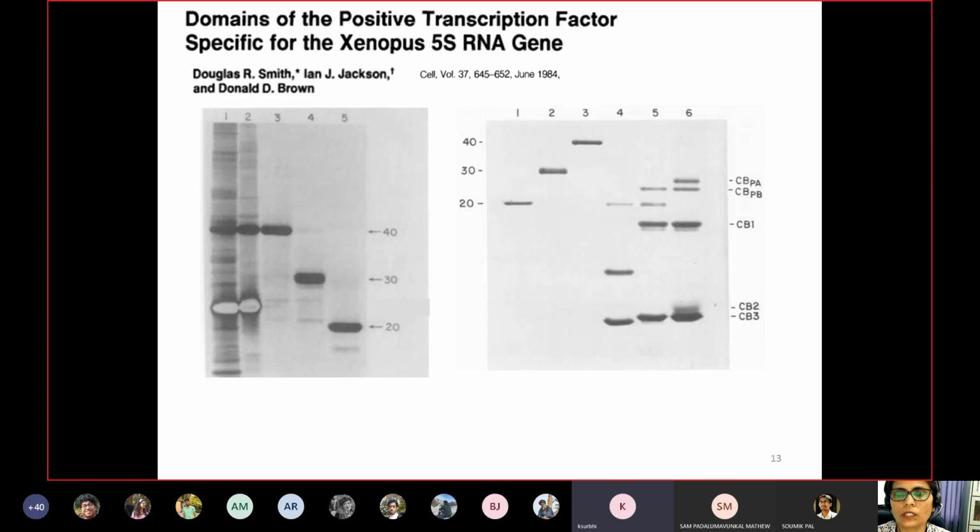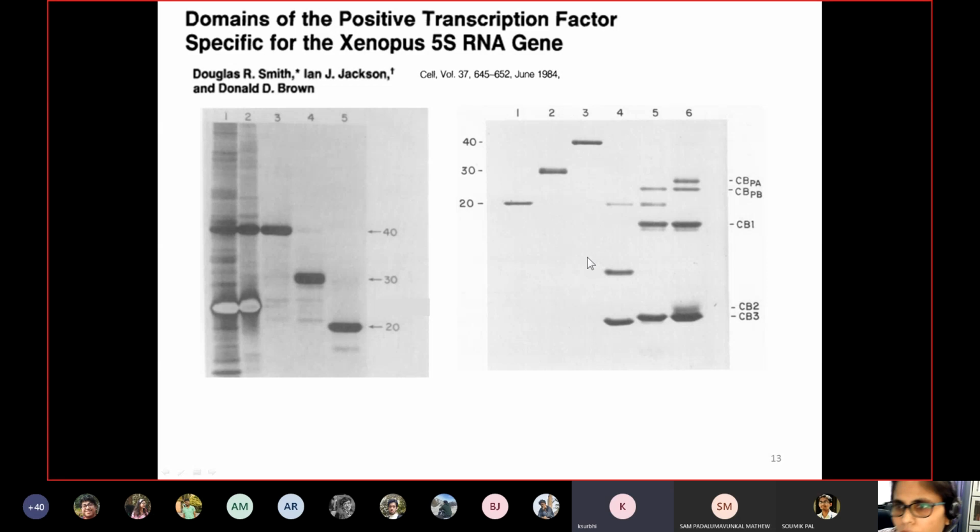So what is the question here? Yes, ma'am. In lane 4 of the second gel, we are getting 2 bands for this 20 kd fragment. But in this image, like you said, we will only consider the CB3 fragment, not the upper one.